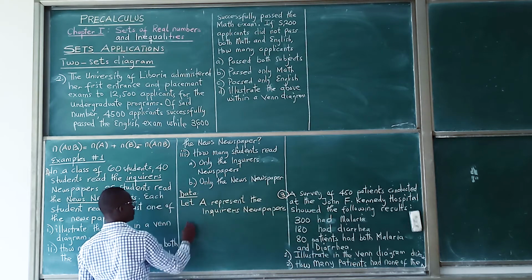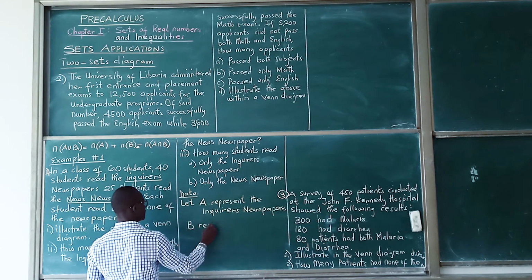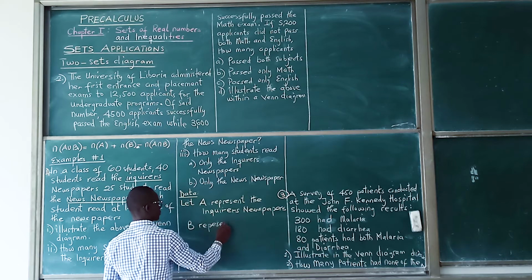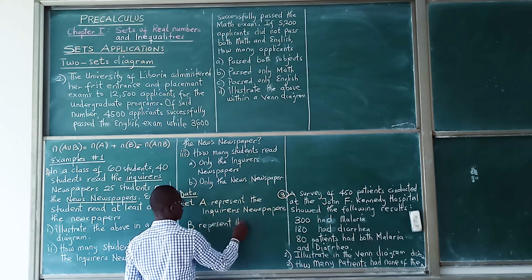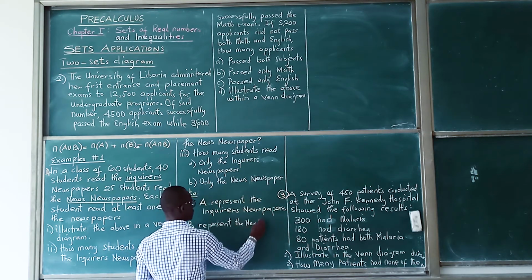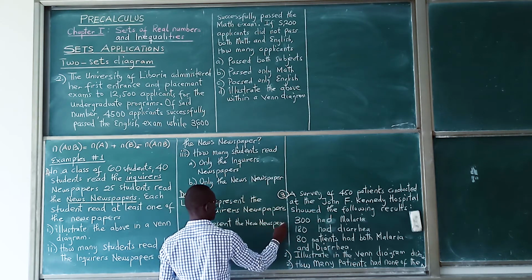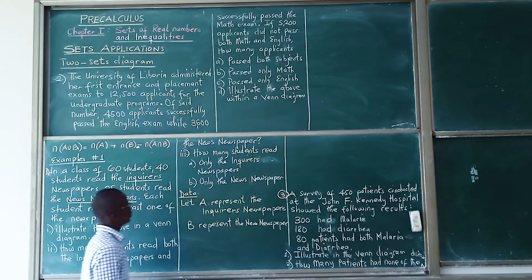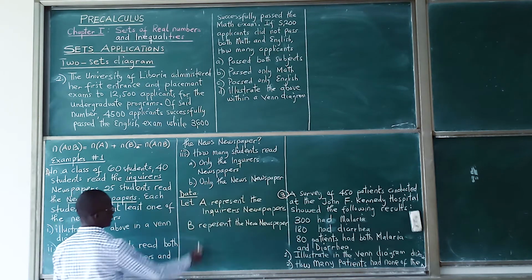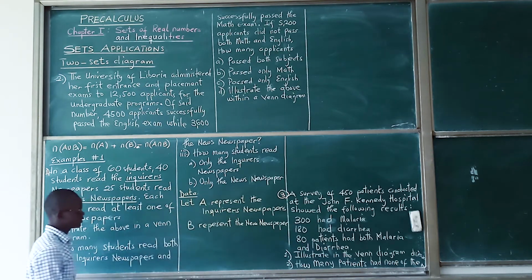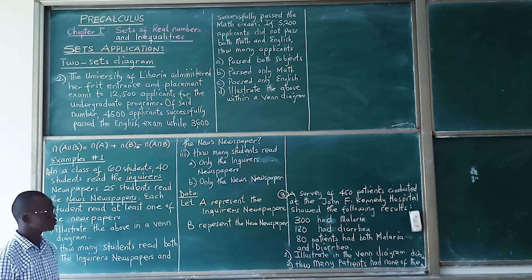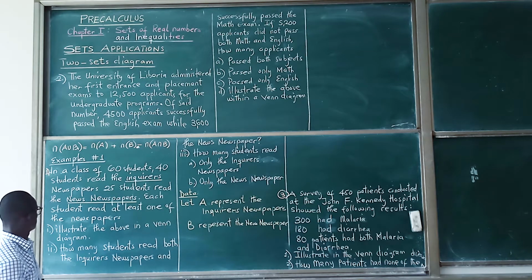And we could say let B represent the newspaper. So now we have A representing the Inquirer newspapers and B representing the newspaper.